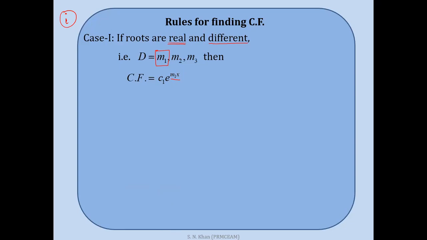For the second root, the second term will come: plus C2 into e to the power M2x. Again, the format is similar, only we have changed the number. The first constant was C1, now for the second term the second constant is C2, and again an exponential term e to the power M2x. The second root is M2, that's why we have written M2x here. Then the third term, plus C3 into e to the power M3x. The third root is M3, so it will be C3 into e to the power M3x.